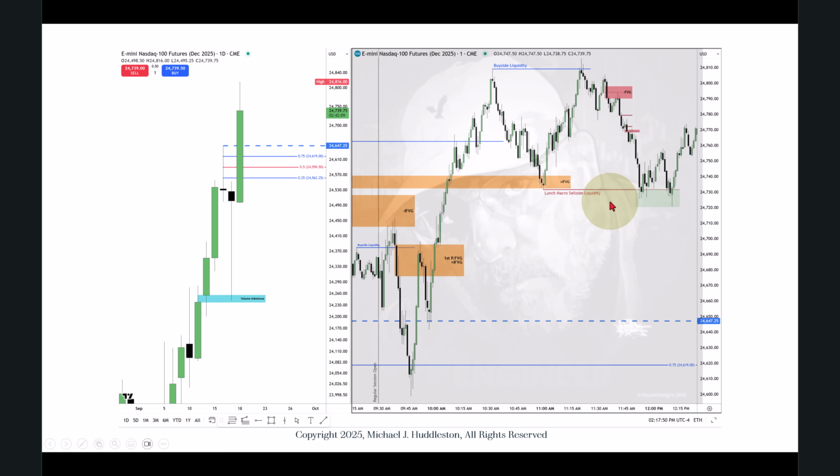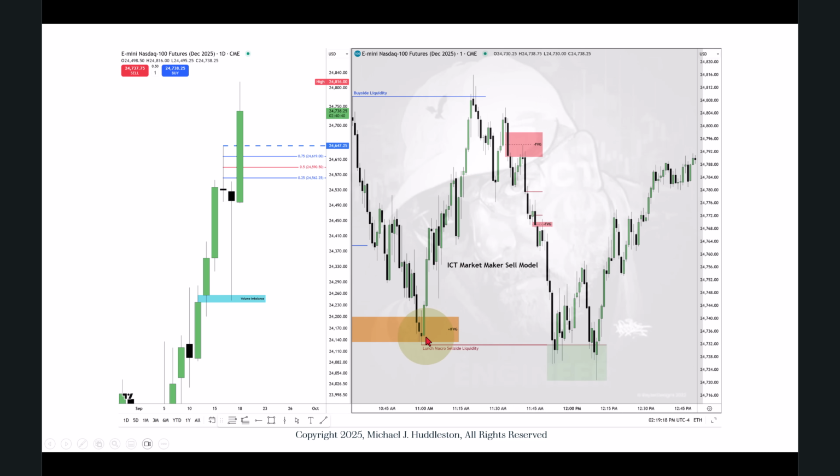But for now, I want you to look at what this is. You see that? Look at that. So not only is it a lunch macro, sell side liquidity pool, raid, retracement into the daily range, but all over here to down here, watch, all of this, we're going to zoom into this. This is a fractal. We're going to zoom into that. And you're going to see it's my ICT market maker sell model.